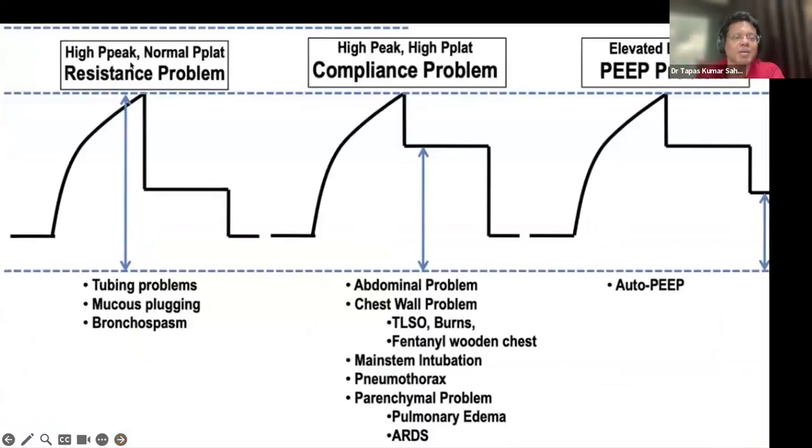The first one is high peak and normal plateau pressure. That is the resistance problem. Then high peak and high plateau, that is the compliance problem, and the last one is elevated baseline itself, so that is the PEEP problem. And how you are going to deal with this, I have already shown you in the 2 to 3 slides before.